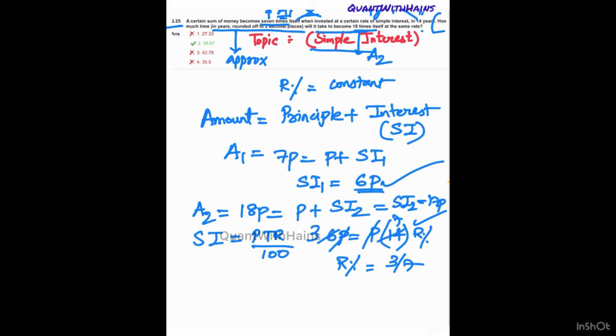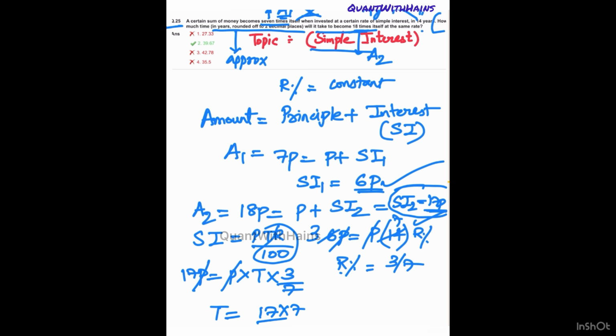Now again we'll apply the same formula for SI2. SI2 is 17P, so 17P equals P as it is, times the time period we need to find, times R by 100, which is the same R of 3 by 7. P gets cancelled. So the time period is 17 into 17 by 3, that is 119 by 3, which is approximately 39.67.